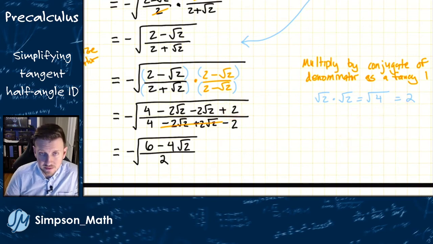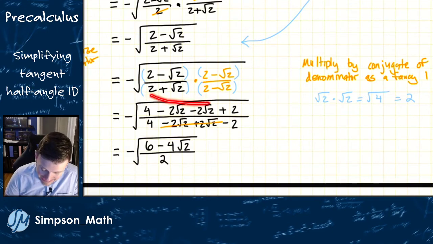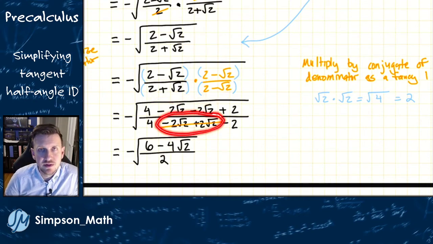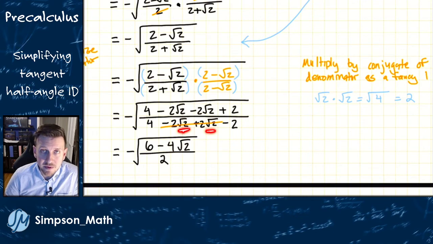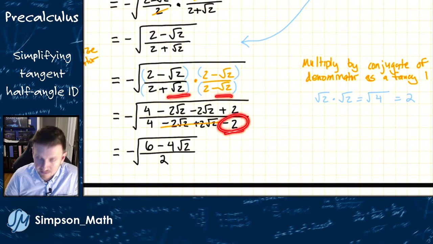All right, when we FOIL the denominator, we end up with 2 times 2 is 4. And then we have a negative 2 square root of 2, and then a positive 2 square root of 2, which will cancel to 0. That's the beauty of multiplying by conjugates, is that this stuff right here that has the square roots, they go away. Those middle FOIL terms cancel to 0. And then again, positive square root of 2 times negative square root of 2 is a negative 2.